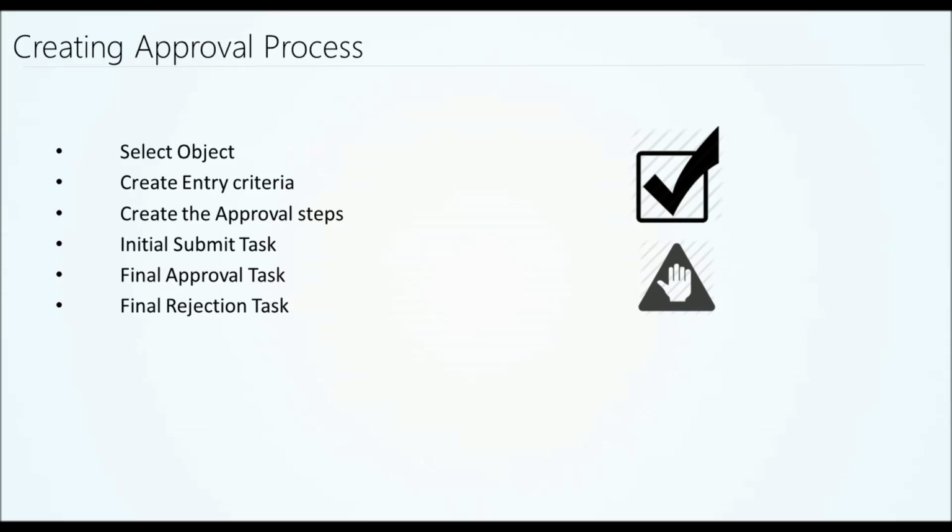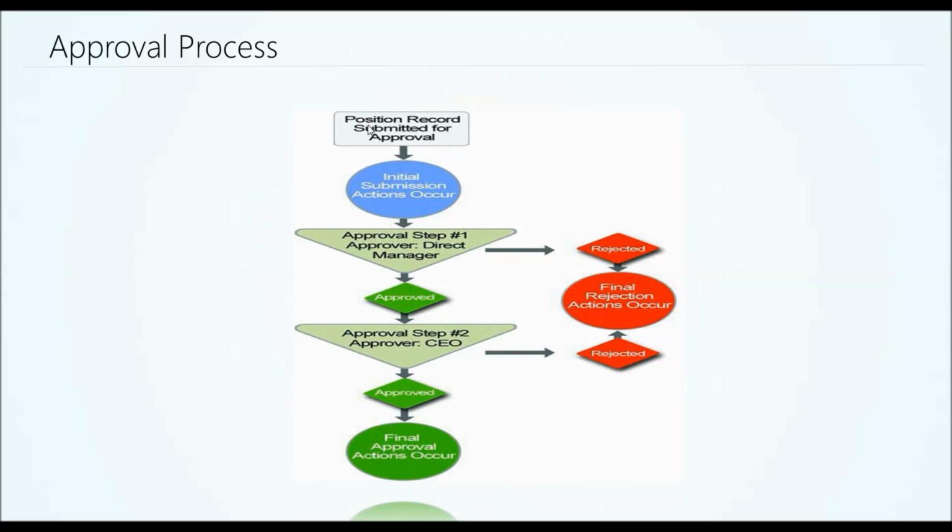So the last one is the final rejection task. Your approver is rejecting the record, and you want to perform some task there, then that comes under the final rejection task. So an employee creating a position with payment more than 1,50,000 is submitting that record for approval, and immediately some actions should be performed. Immediately after submitting the record, some task will be performed.